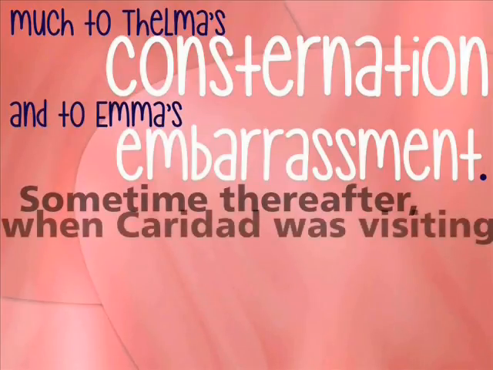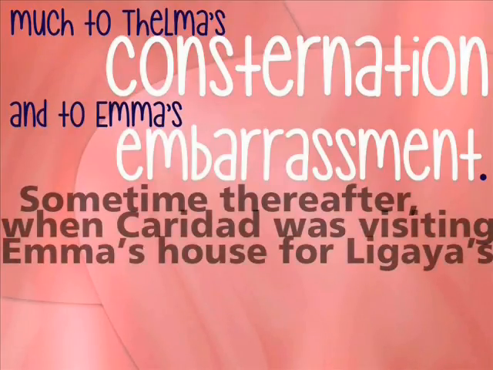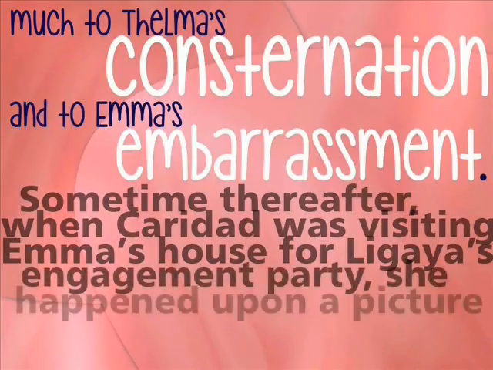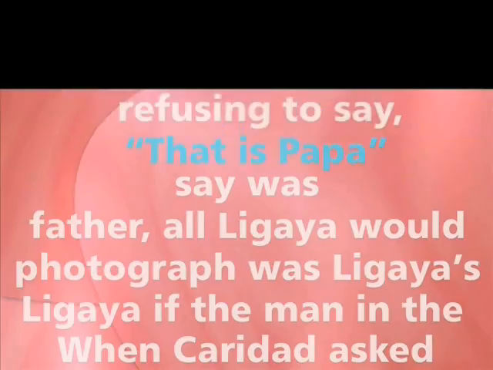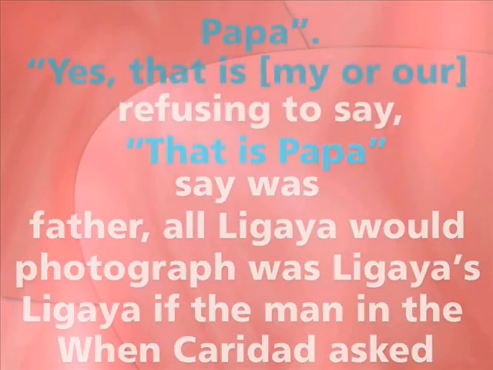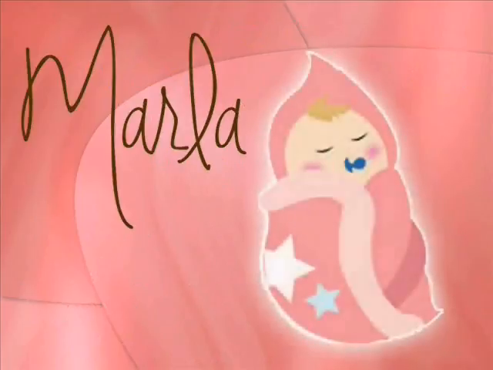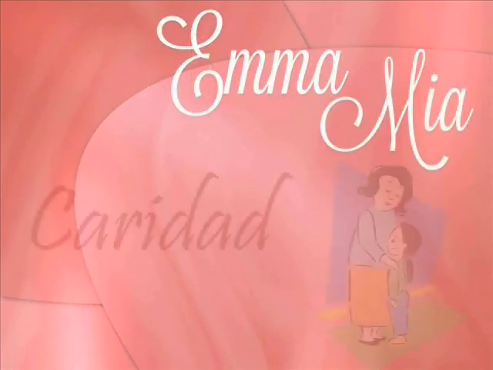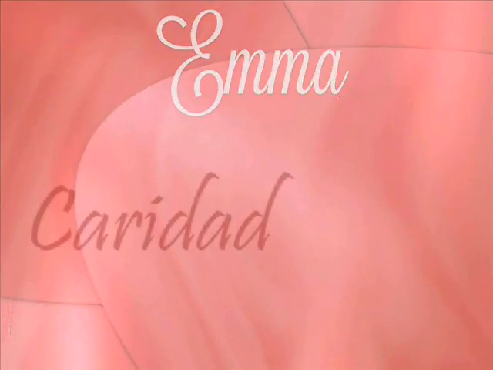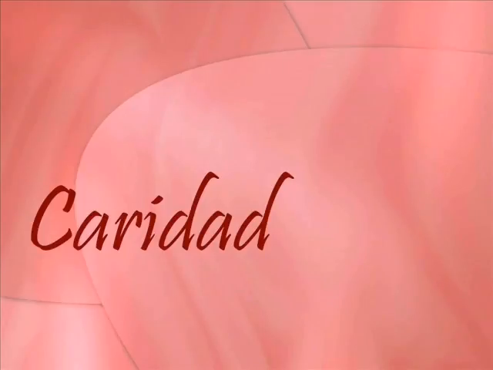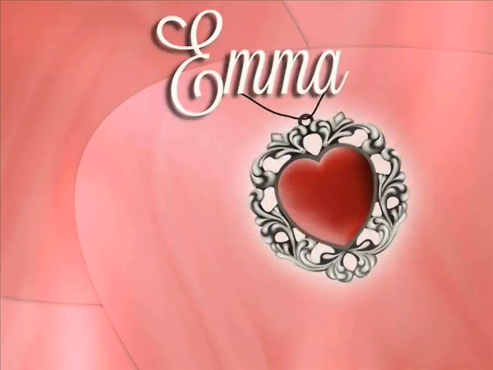Sometime thereafter, when Caridad was visiting Emma's house for Ligaya's engagement party, she happened upon a picture of Emma's deceased husband. When Caridad asked Ligaya if the man in the photograph was Ligaya's father, all Ligaya would say was, "That is Papa," refusing to say, "Yes, that is our Papa." Then after Marla was born and Emma and daughter Mia paid Caridad a visit in the hospital, Emma insisted on giving to Caridad her only cherished piece of jewelry, a heart-shaped pendant.